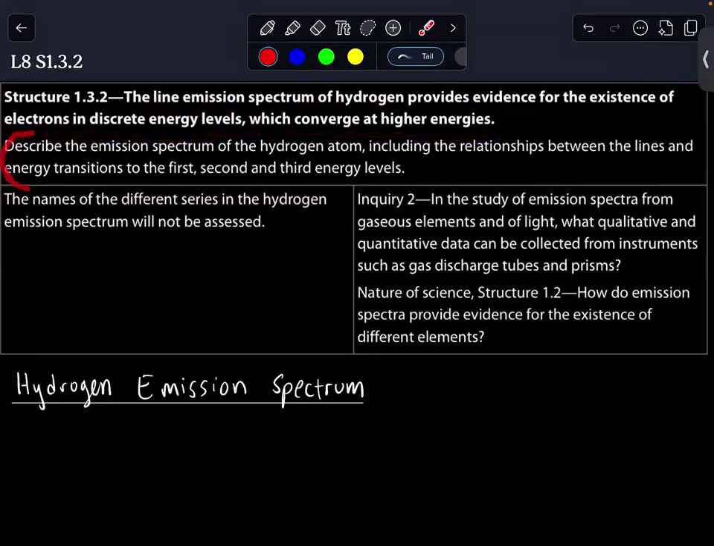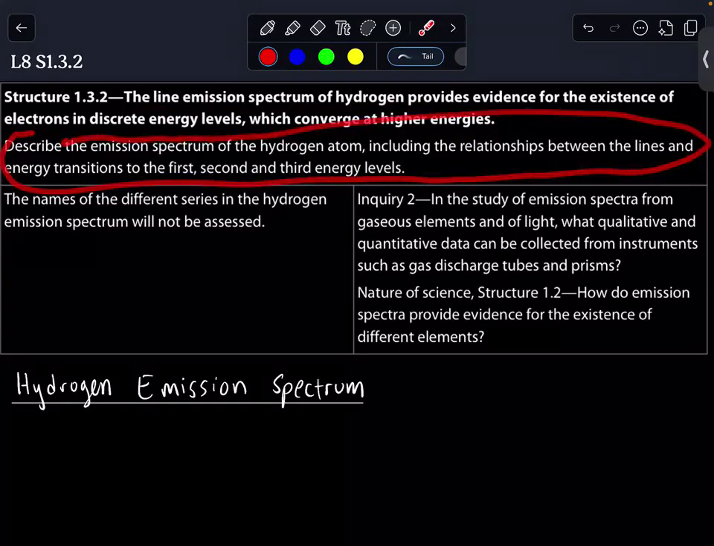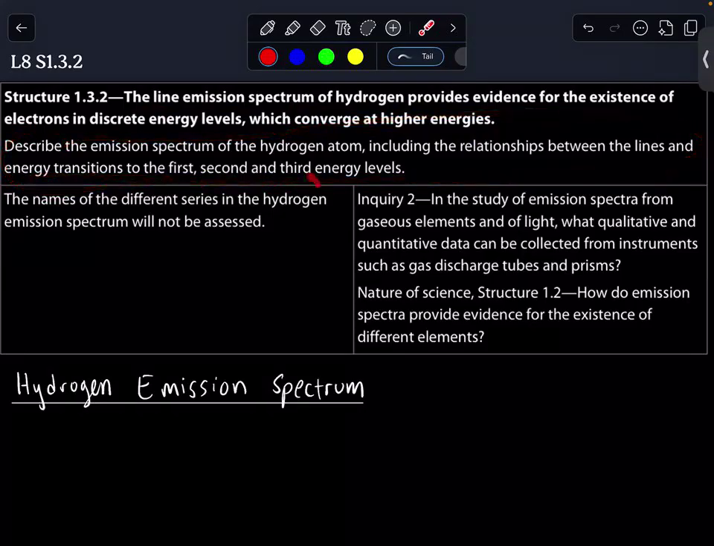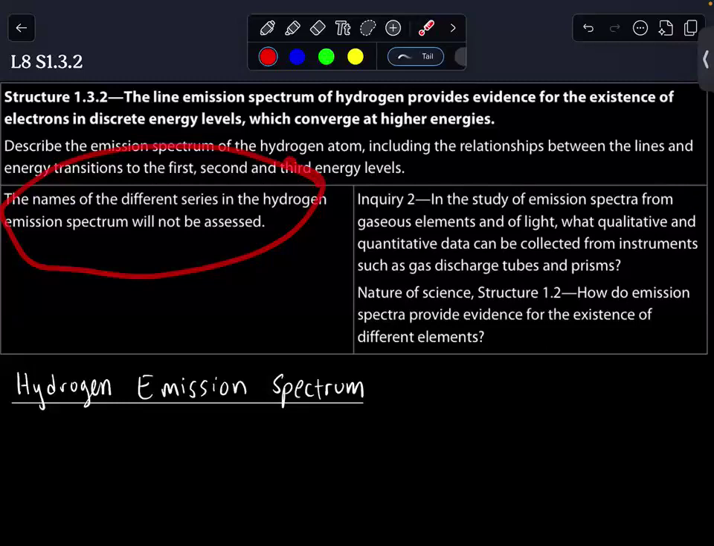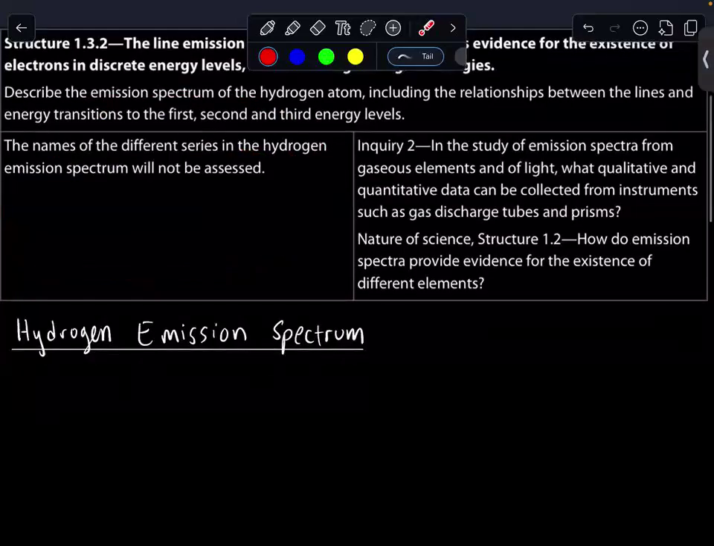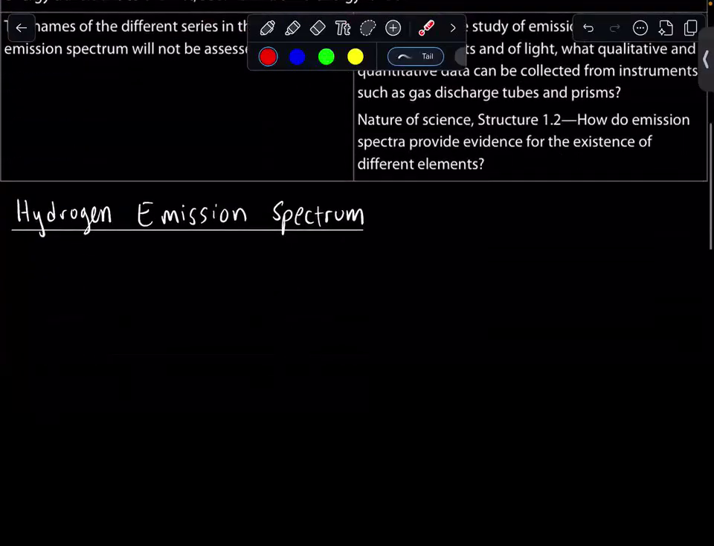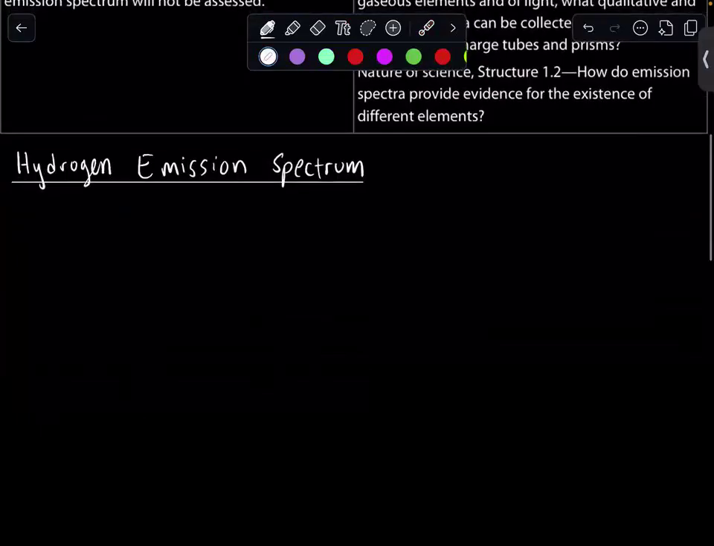By the end of this, we should be able to describe the emission spectrum of the hydrogen atom, including the relationship between the lines and energy transitions to the first, second, and third energy levels. You will not need to know the names of these spectra, and we'll cover that in a moment as we get there. So, we learned about the emission spectra of atoms and elements in our previous lesson.